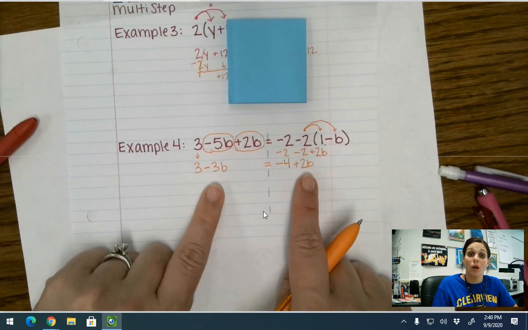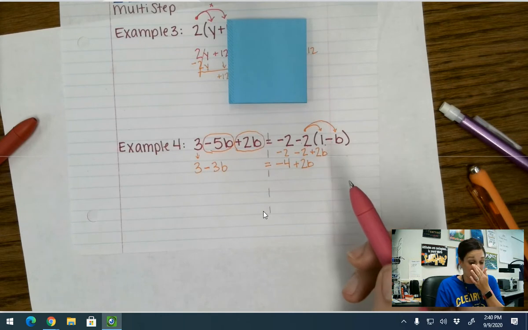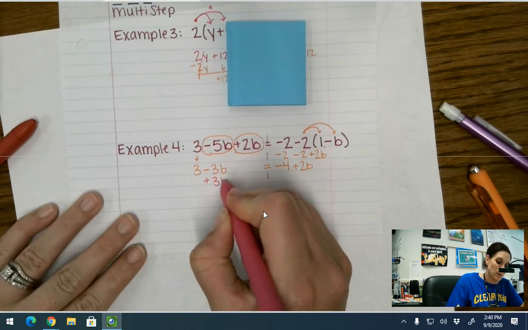Which one is smaller, negative or positive of my b's? Well, that negative is smaller. Although it's a 3, negative is smaller. It's worse to have no money than it is to have some money. So I'm going to go ahead and add 3b to both sides.